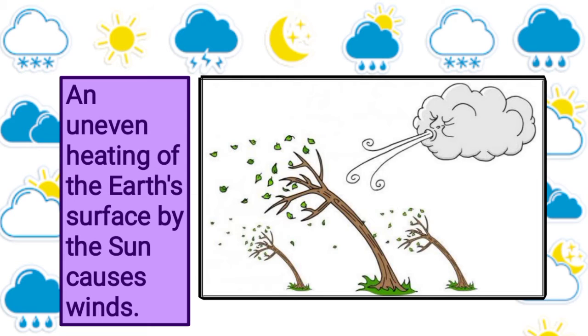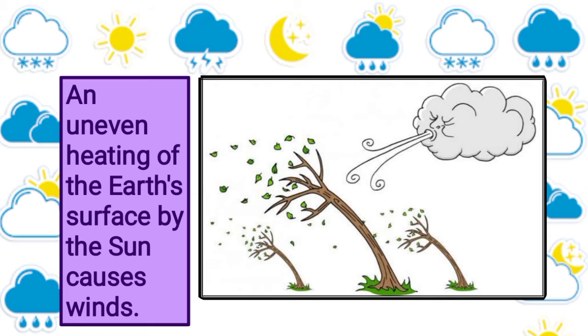Let's understand what is wind. So we have all experienced the feeling of wind blowing against our bodies, and it can range from a light breeze on a hot summer day to tornadoes with speeds of hundreds of kilometers per hour. But have you ever wondered how wind is formed?